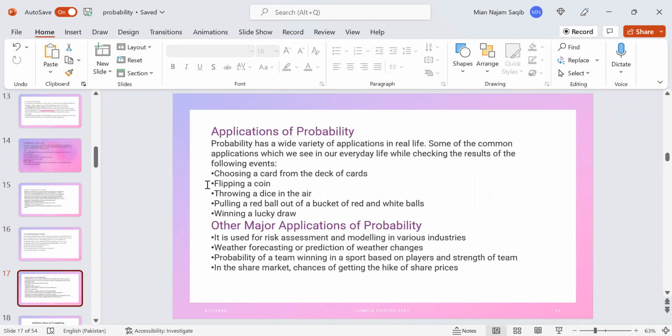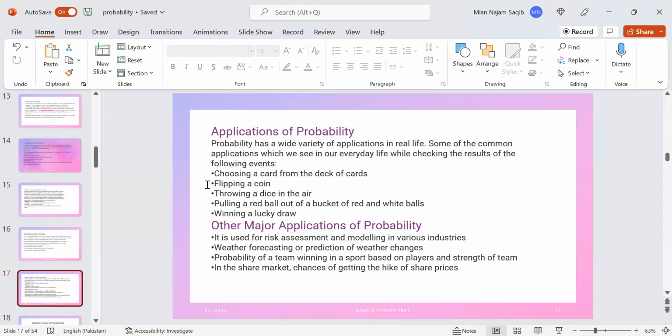Applications of probability. Basically, probability has a wide variety of applications in everyday life. Some of the common applications which we see in our day-to-day life basically include checking the results of different events. For example, choosing a card from a deck of cards, flipping a coin, throwing a dice in the air, pulling a red ball out of a bucket of red and white balls, winning a lucky draw.